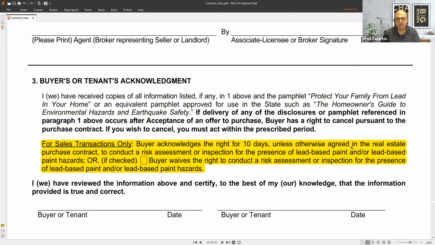Okay, again, for a sale transaction, the buyer acknowledges they have 10 days. So if they're buying a house from before 1978 and they want to have a lead-based paint inspection, they have a minimum of 10 days or whatever is in the contract. Typically, it's a 17-day inspection, so they can look at it. If it's before 1978, we recommend that if they want to waive it, it is checked saying the buyer waives the right. Otherwise, they're going to come back later and say, well, wait a minute, I didn't know I could have done an inspection. And then that becomes an issue.